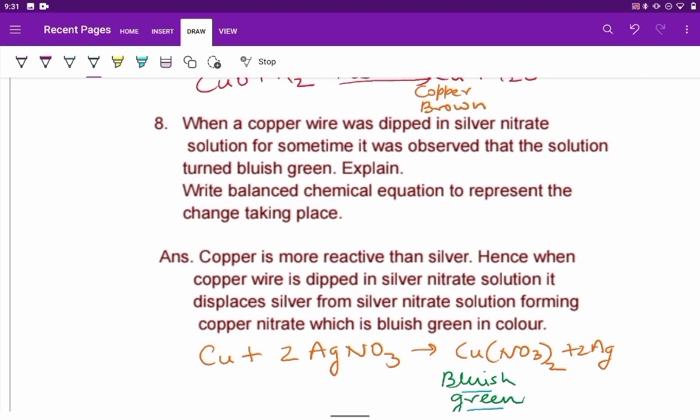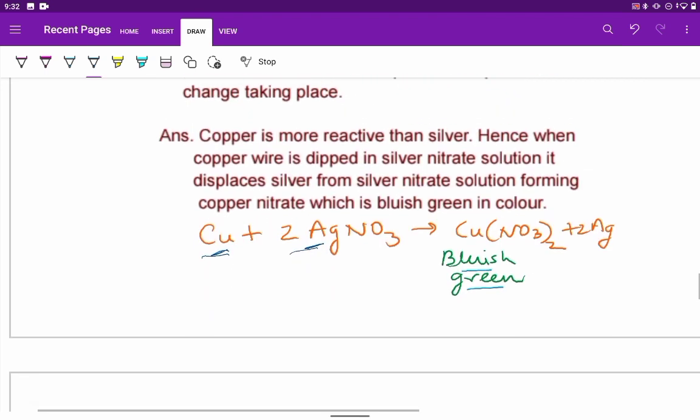So, you see Cu plus 2AgNO3 will give you Cu(NO3)2 plus 2Ag. So, what copper is doing? Copper displaces silver. Copper will displace silver from AgNO3 and we get Cu(NO3)2, copper nitrate, which is bluish green in color, and silver will be produced.